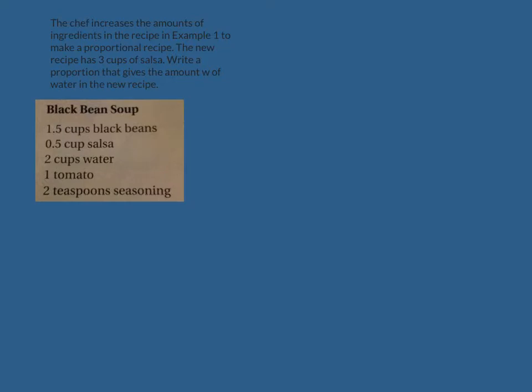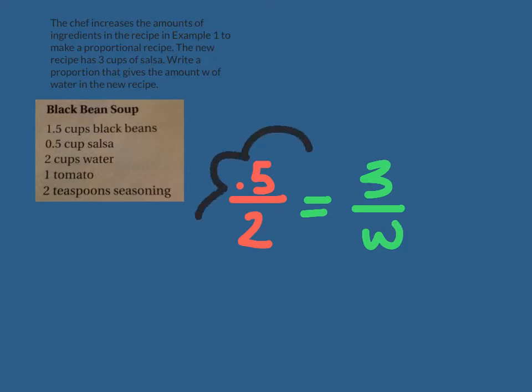In the old recipe, how many cups of salsa? 0.5 cups of salsa and 2 cups of water. Now we have 3 cups of salsa over w amount of water. And that is our proportion. That is our answer. See how easy that is?